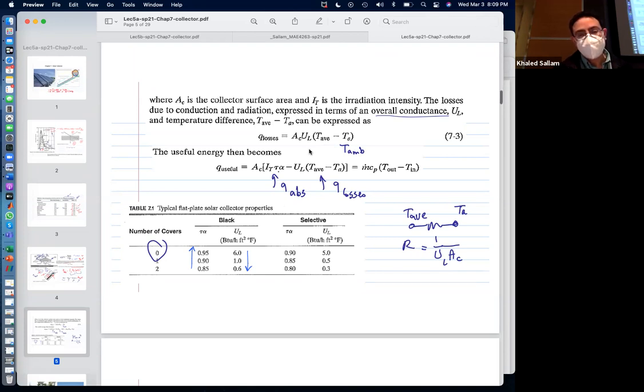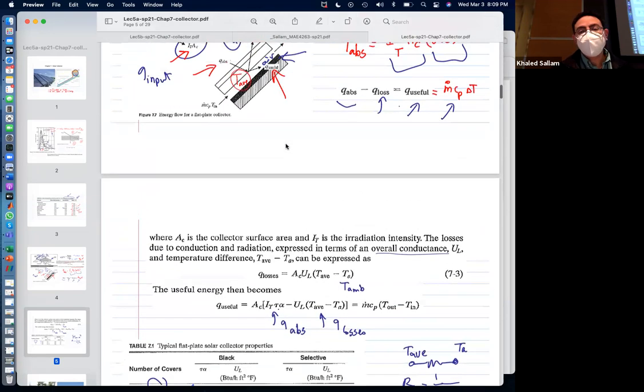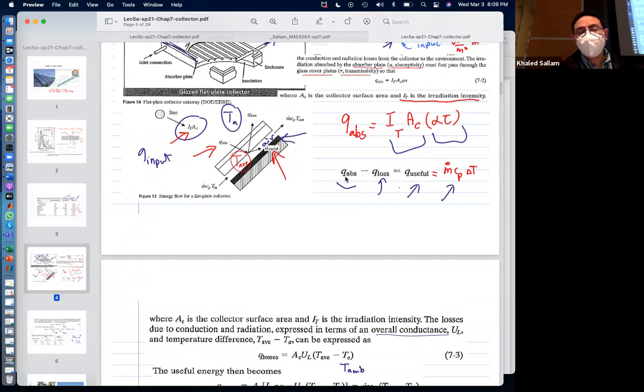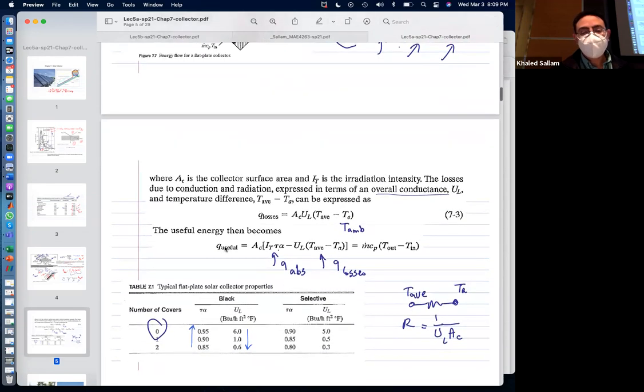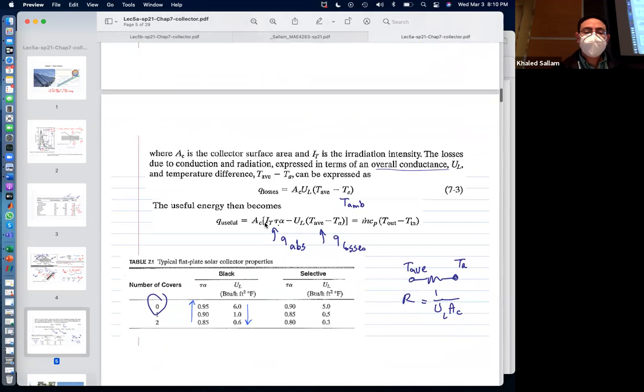Okay. So if this is Q loss, and again Q useful is Q absorbed minus Q loss, therefore Q useful is Q absorbed minus Q loss. Okay, so that is Q loss: A collector, U delta T. Now what is Q absorbed? Well, Q absorbed is first Q incident. How much radiation is coming? A multiplied by I.